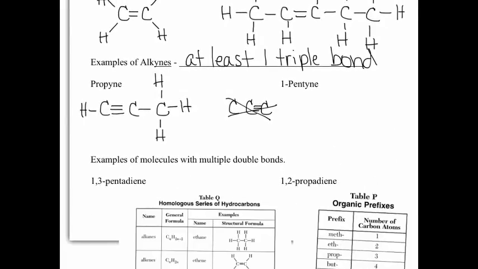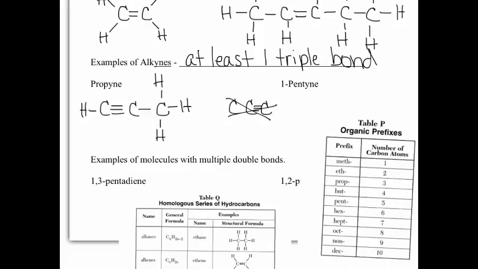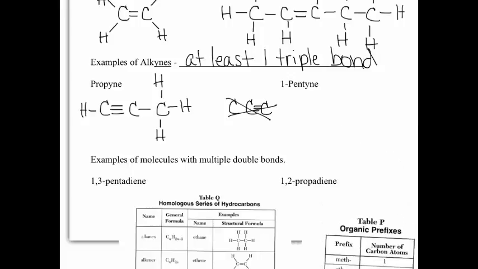So this next one, our next example, says 1-pentyne. So this is going to be an address for something, but let's look at the pent first. If we recall from table P, pent means 5. So we're going to have 5 carbons: 1, 2, 3, 4, 5.